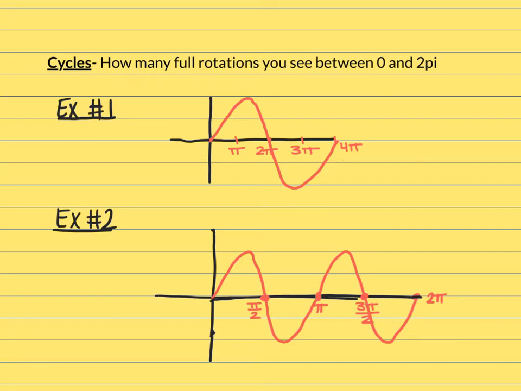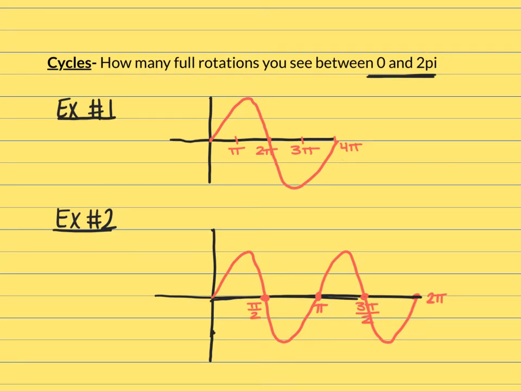Okay, at this time, I'd like you to write down the definition of cycles and then the two examples, and then hit resume when you're ready to continue. All right, so the main part of this definition is this part here where it says from 0 to 2 pi. So if you notice from the two examples that you see here, this cycle happens from 0 to 4 pi. And these two cycles happen from 0 to 2 pi. So you're going to notice that when I give you examples, the x-axis is going to change. So in order to answer the questions about cycles, you have to know how many full rotations you see in this interval, so 0 to 2 pi.